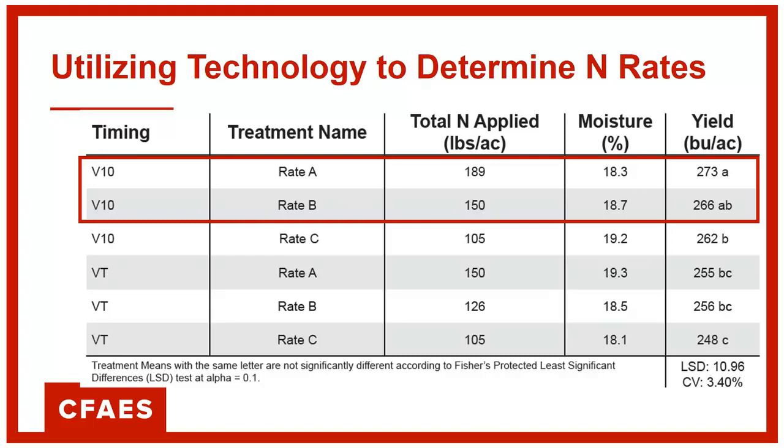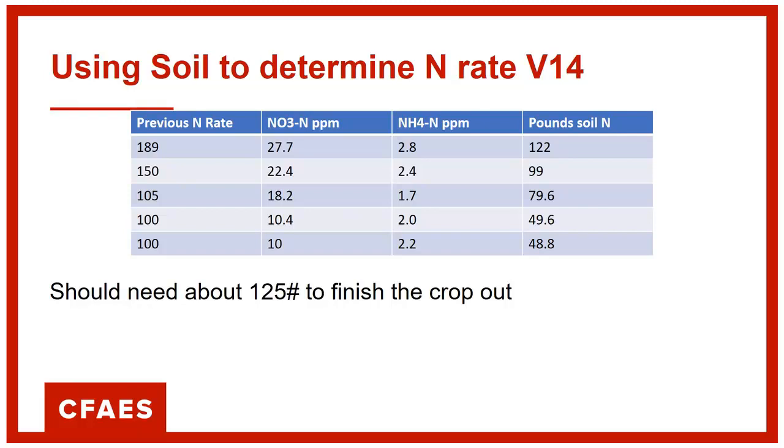Where we had 189 pounds, we grew 273 bushels of corn. Dropped that to 150, pulled basically 40 units of nitrogen out. Same statistical yield of 266 bushels. Pulled 40 units of nitrogen out at 40 cents a unit. That saved him $16. Then we go to the V14, which is when we pulled the samples for our VT application.